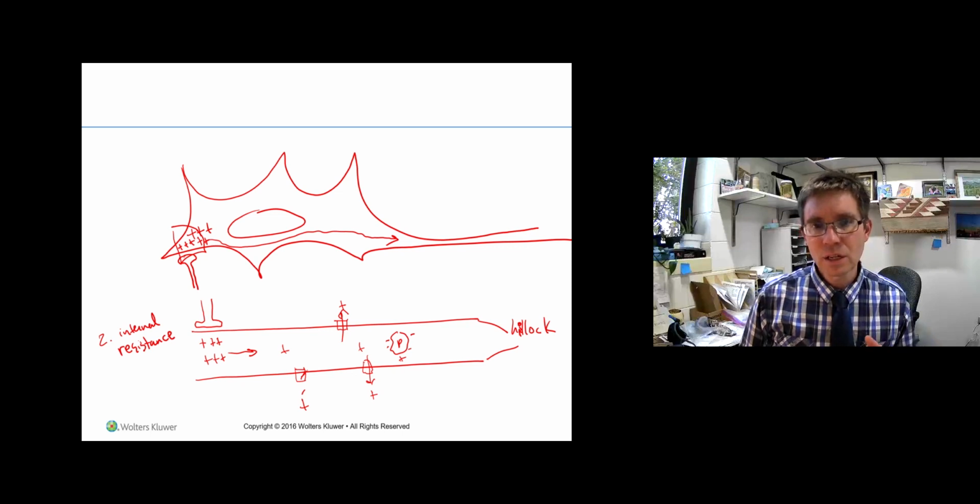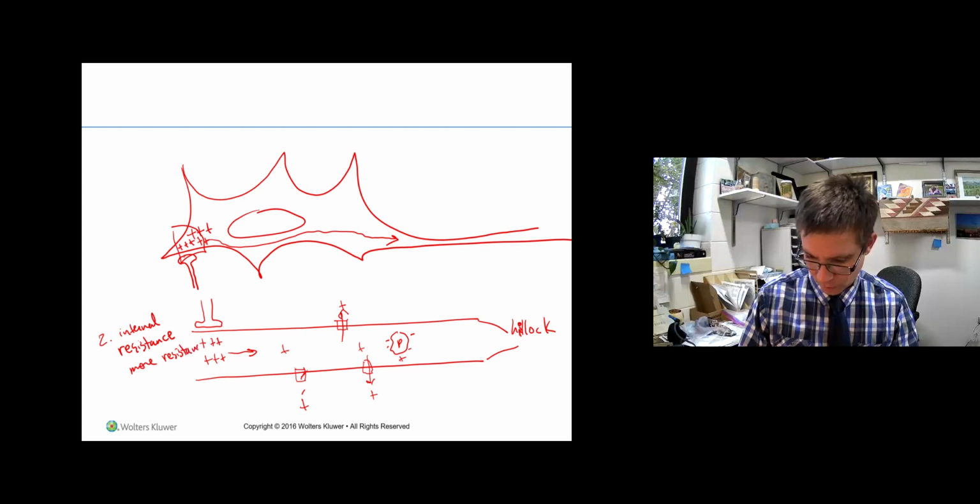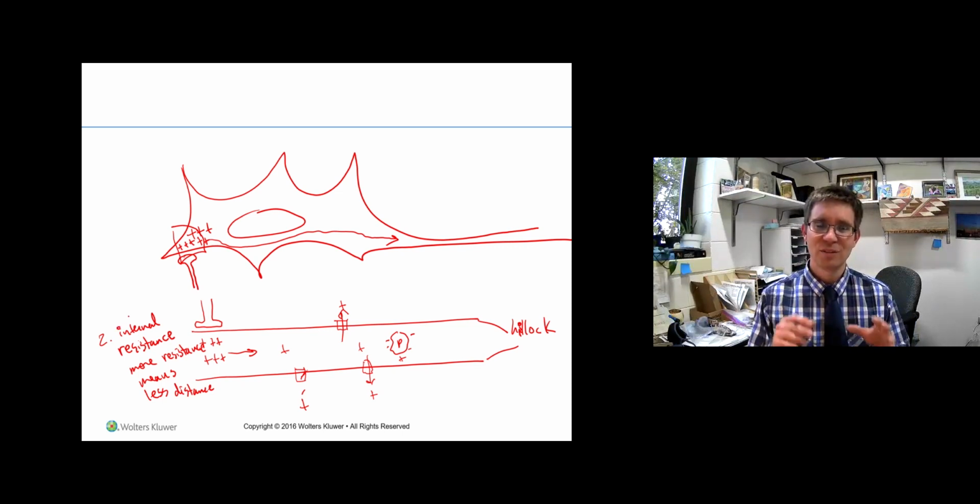And so this is called internal resistance when you have a lot of proteins in the dendrite. And they will prevent the charge from getting down as far towards the axon hillock. So more resistance means less distance that the ion can travel. So we saw membrane resistance. Actually, if you have more membrane resistance, that actually helps you get down further. But internal resistance, that actually prevents you from getting down further.